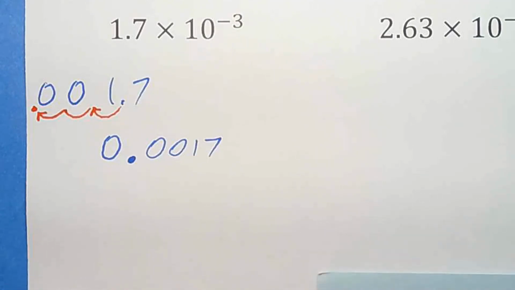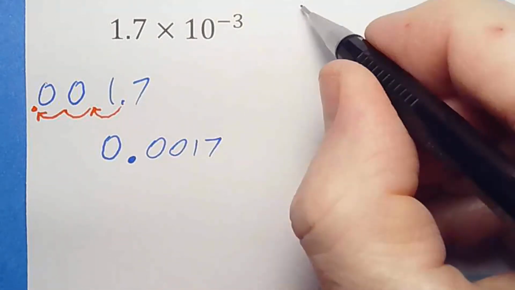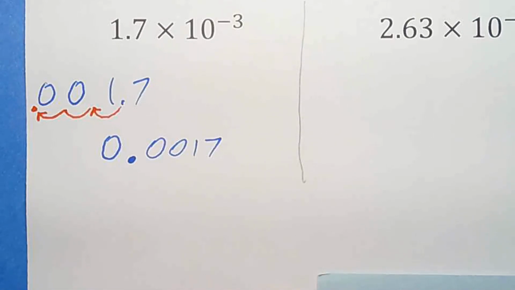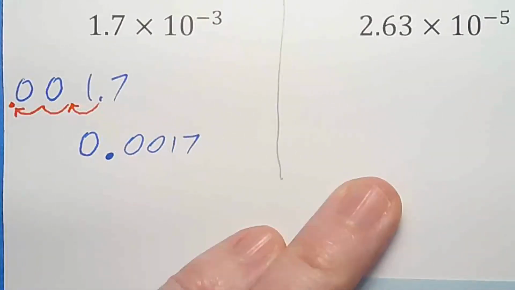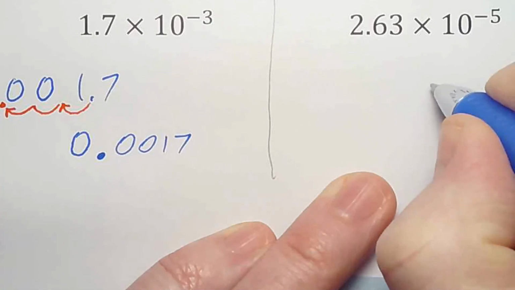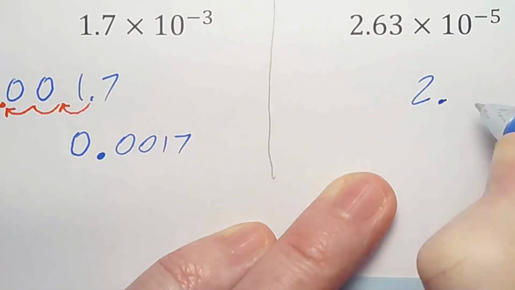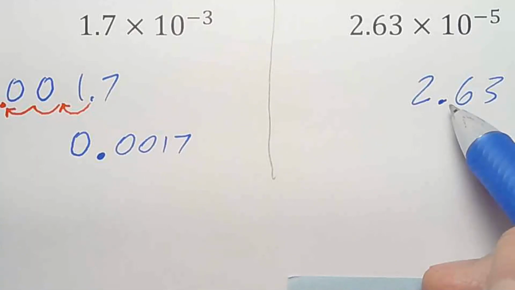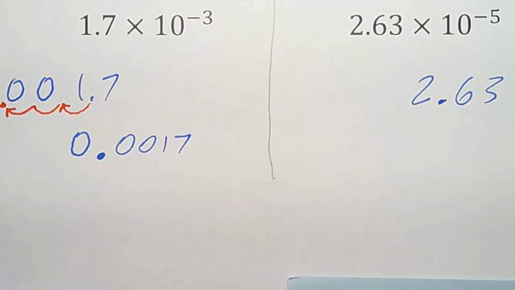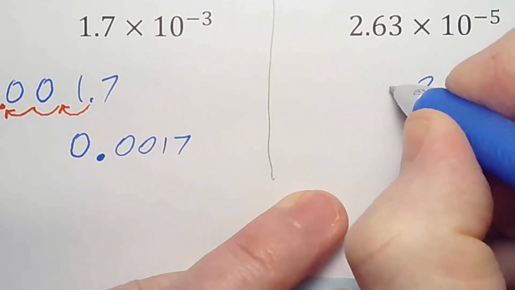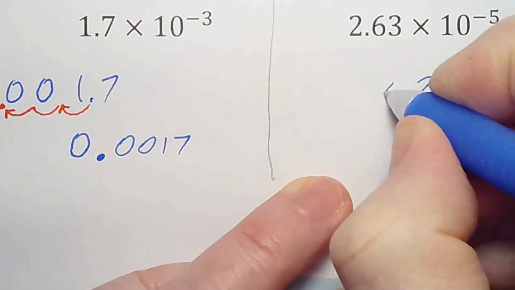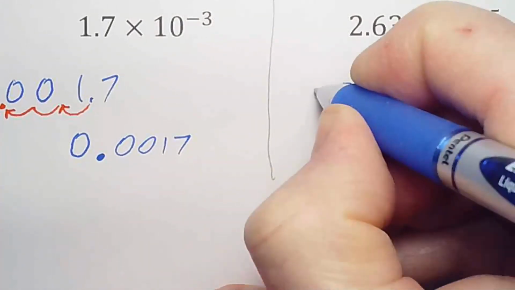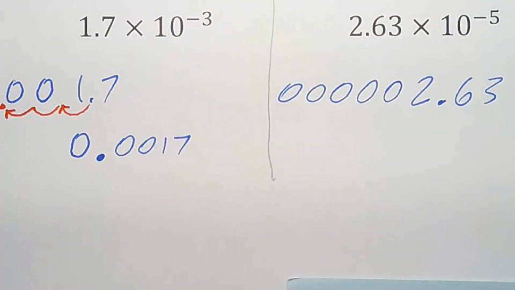All right, finally, let's do the same thing with this number right here. I've got 2.63 times 10 to the negative 5th. Now, I'm going to give myself a little more room to work here because I'm going to be pushing it over a lot. So I've got 2.63. I'm going to need a whole bunch of zeros here. I'm going to need a grand total of 5 zeros. Remember, 5 zeros. So I've got 1, 2, 3, 4, 5.